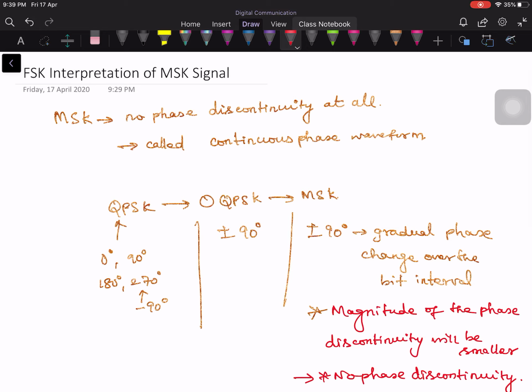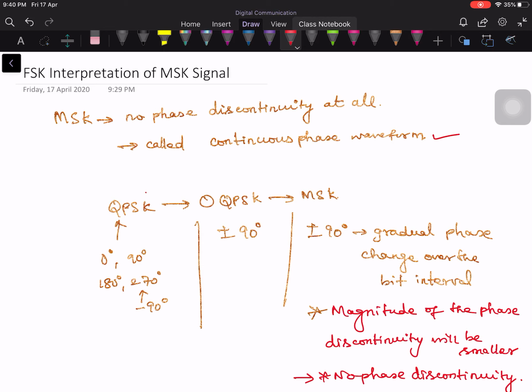In this lecture, I am going to discuss the FSK interpretation of the MSK signal. In MSK, minimum shift keying, there is no phase discontinuity at all. That's why this is also called a continuous phase waveform, because the phase is changing continuously over the bit interval. And there is an improvement if you look at the hierarchy.